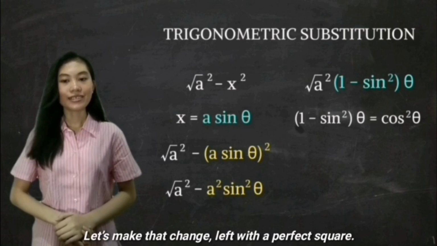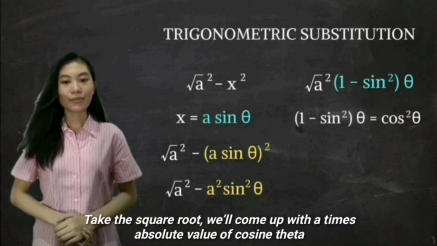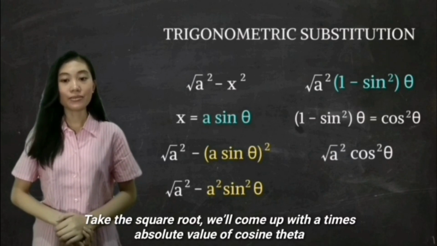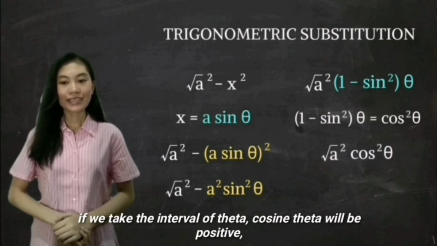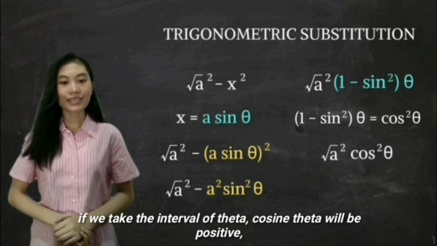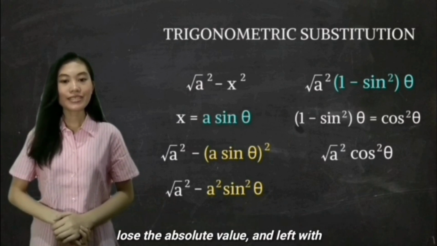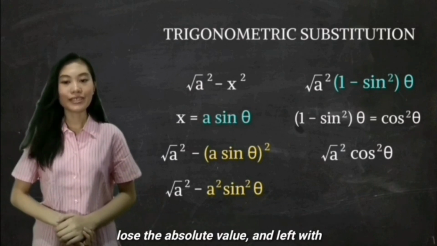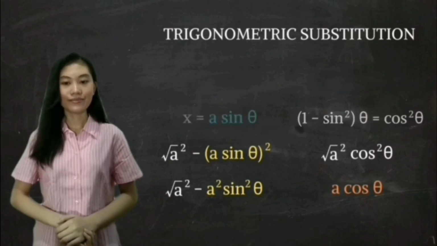Let's make the change, then we are left with a perfect square. Take the square root. We'll come up with a times the absolute value of cosine theta. If we take the interval of theta, cosine theta will be positive. Lose the absolute value and we are left with a cosine theta.